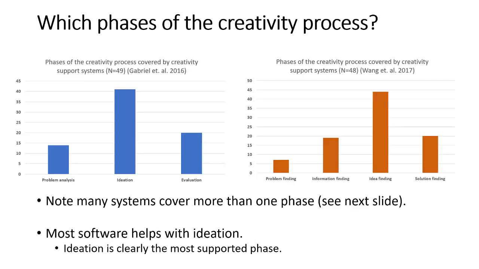So the study that was done in 2016 looked at a total of 49 studies, while the study that was done in 2017 looked at a total of 48 studies. Now what you can see here is a breakdown of the number of studies which actually showed that the software was used in each stage of the creative process. So in other words, out of the 49 studies that were looked at by Gabriel et al., a total of 14 were identified to be used in the problem analysis stage, 41 were used in the ideation stage, while 20 were used in the evaluation stage.